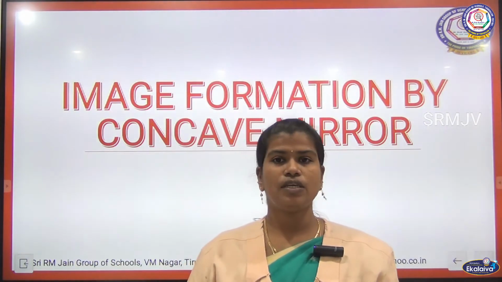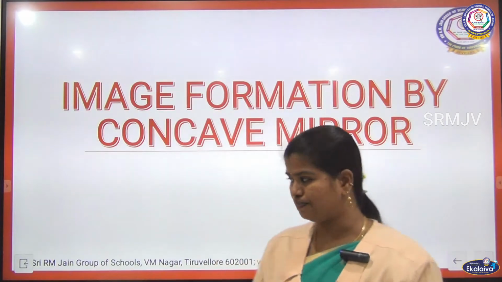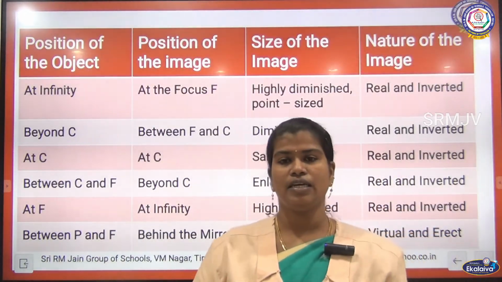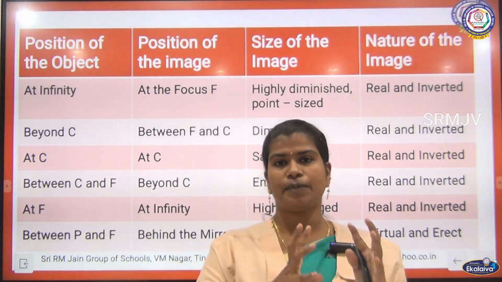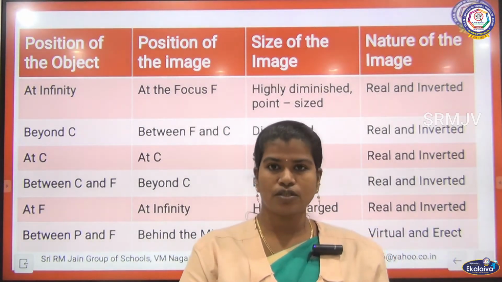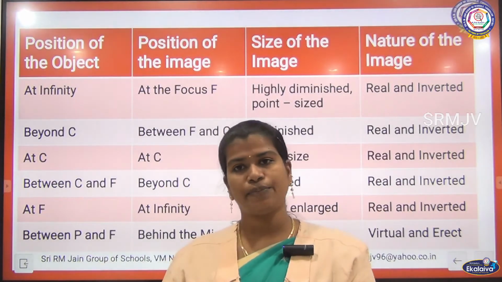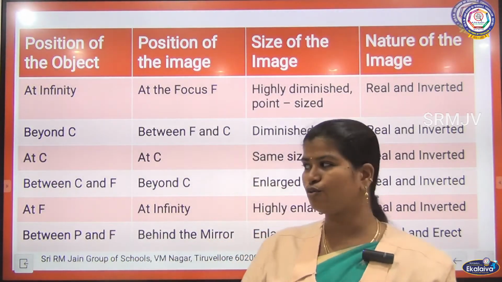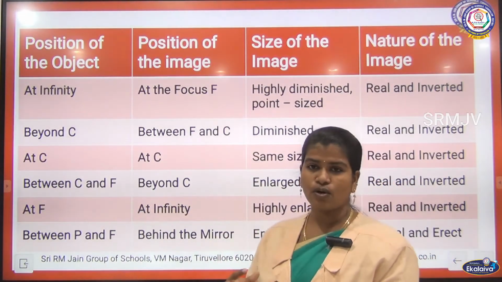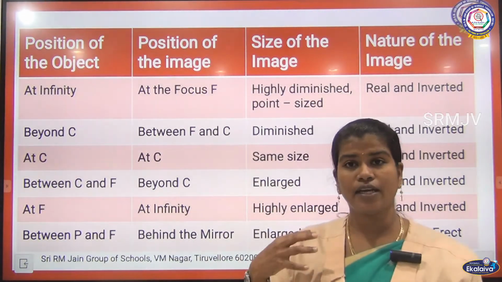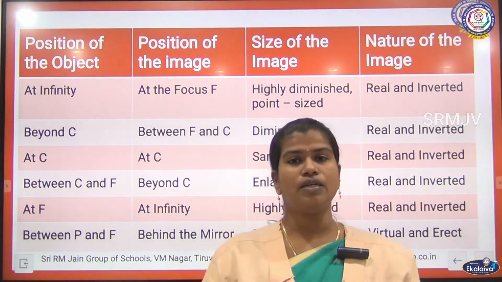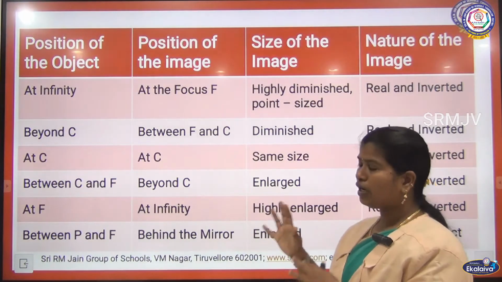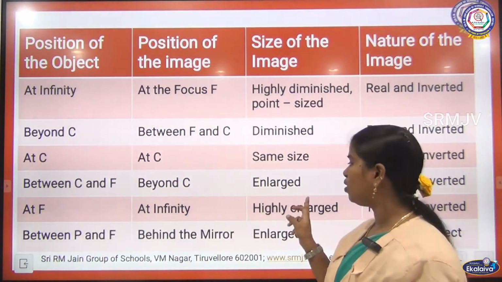Now we will start with the concave mirror, and here is the tabular column which states where the image is supposed to be formed when the object is in a particular position. You are supposed to memorize this tabular column, because by using it we can do the numericals. So now I am going to picturize this tabular column.